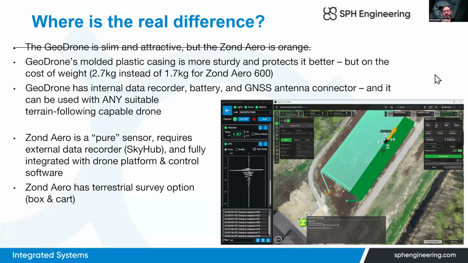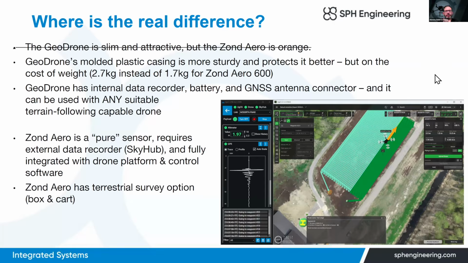It better protects the radar in case of hard landing, crashes, or just not very accurate handling or transportation. But it is at the cost of weight, of course. As I said, the difference is 1 kilogram.